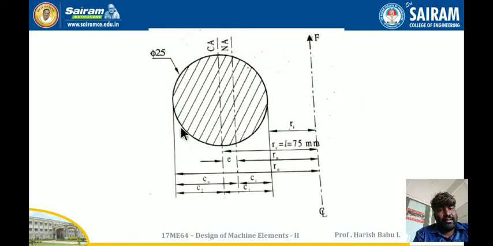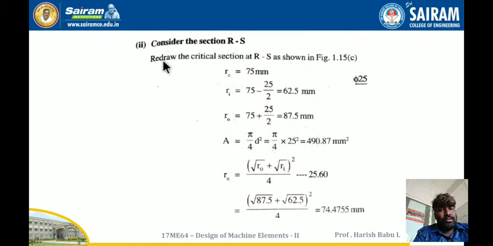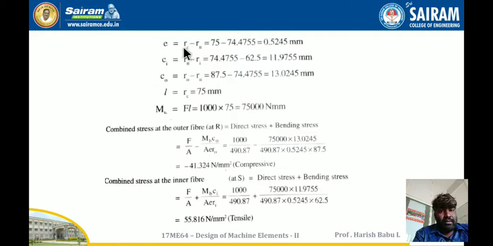So I want to construct the free body diagram. So I want to find the Rc value, that is 75, Ri value 62.5, R naught 87.5, area I am going to get as 490.87, Rn will be 74.4755. So E value we are going to get as 0.5245. Ci we are going to get as 11.97. C naught we will be getting as 13.02. So L equals Rc equals 75 mm. So Mb is F into L, 1000 into 75, 75,000 Newton mm.